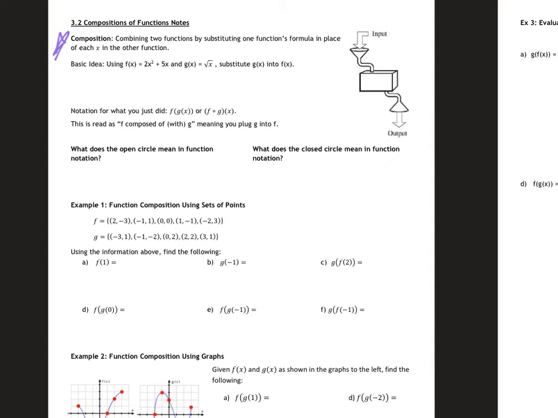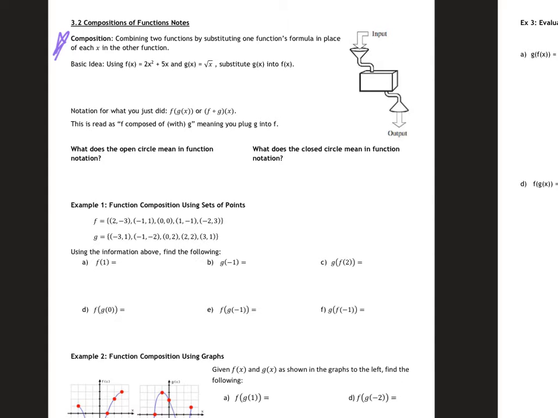You have an example here, the basic idea. We're going to use f of x and g of x and substitute that in notation. F of g of x, or f composed with g, they mean the same thing. This is read f composed of or with g, meaning you're going to plug g into f.